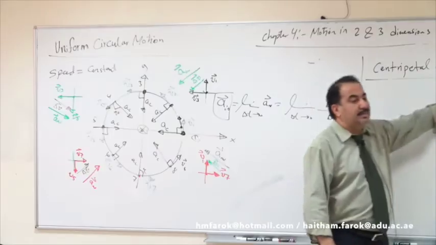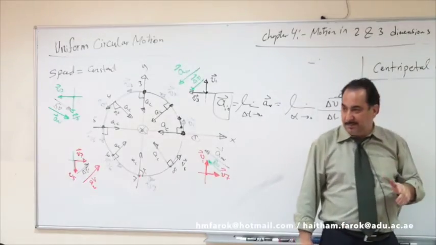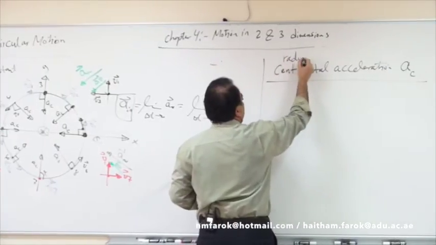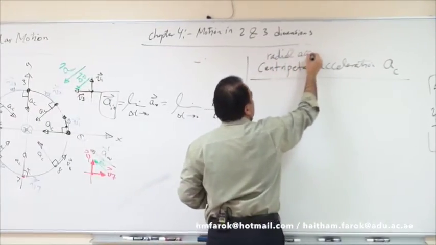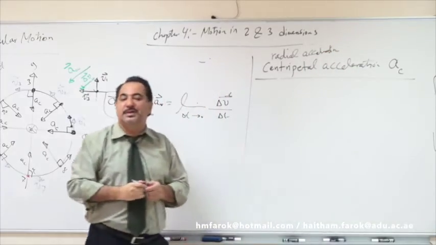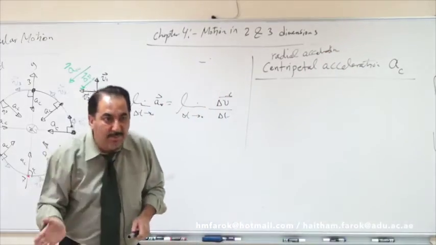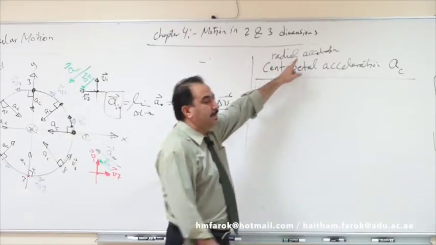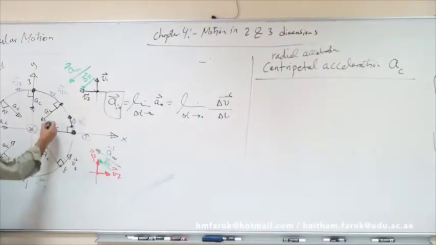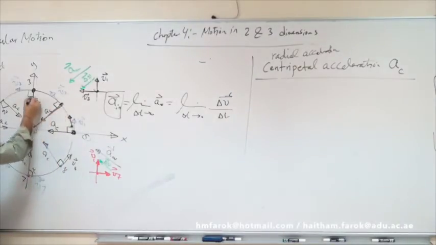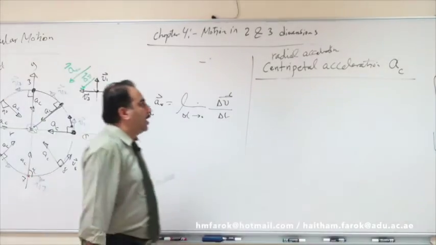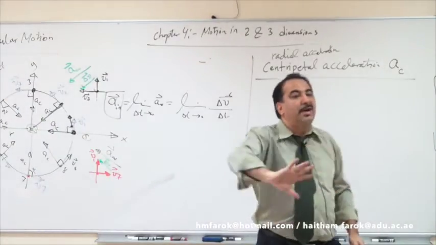Now, centripetal acceleration, we have another name for it. We call it radial acceleration. So if we ask you what is centripetal or radial, it means the same thing. Why do we call it radial? Because it's towards the radius. Where is the radius? This is the radius, R, yeah? Radial. Same. Now I know the direction.